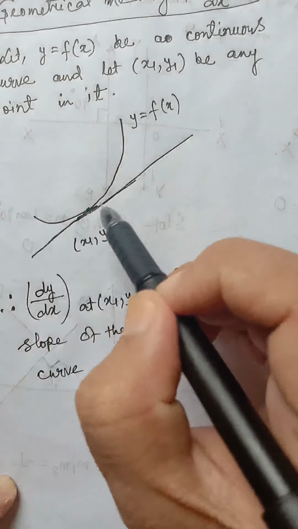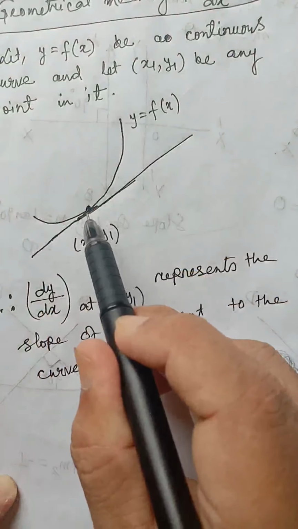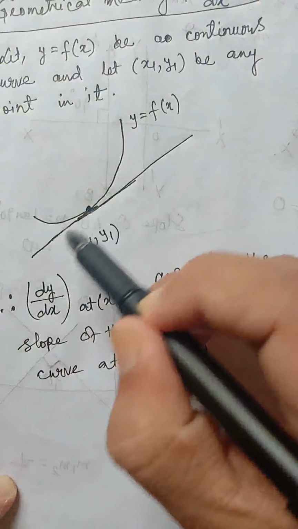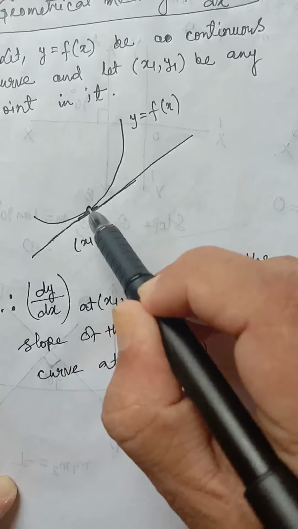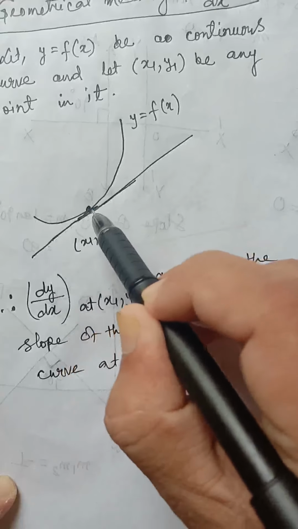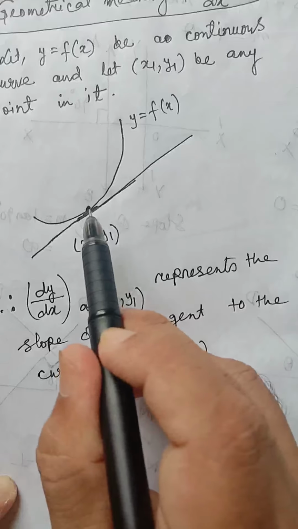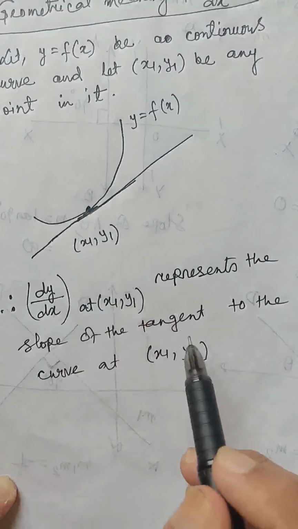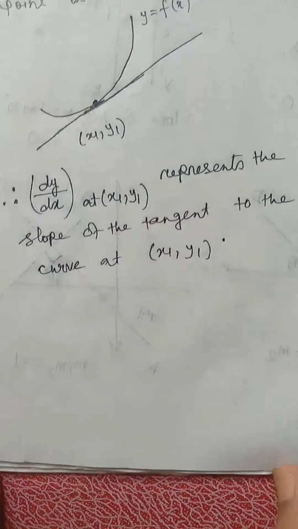So y equal to f of x is a curve, x1, y1 is any point on the curve. At x1, y1 a tangent is drawn to the curve. The slope of this tangent will be dy by dx at x1, y1. This is called the geometrical meaning of dy by dx.